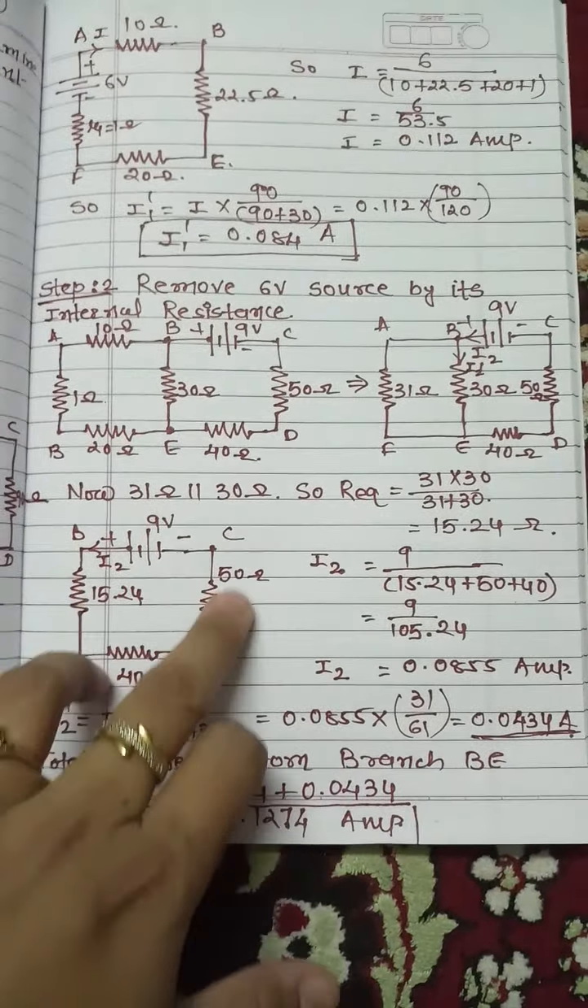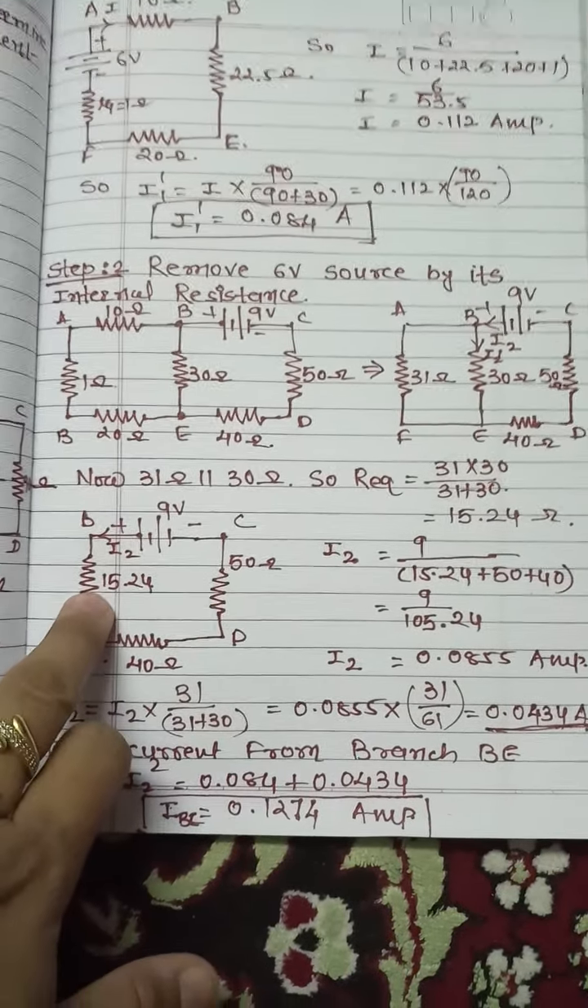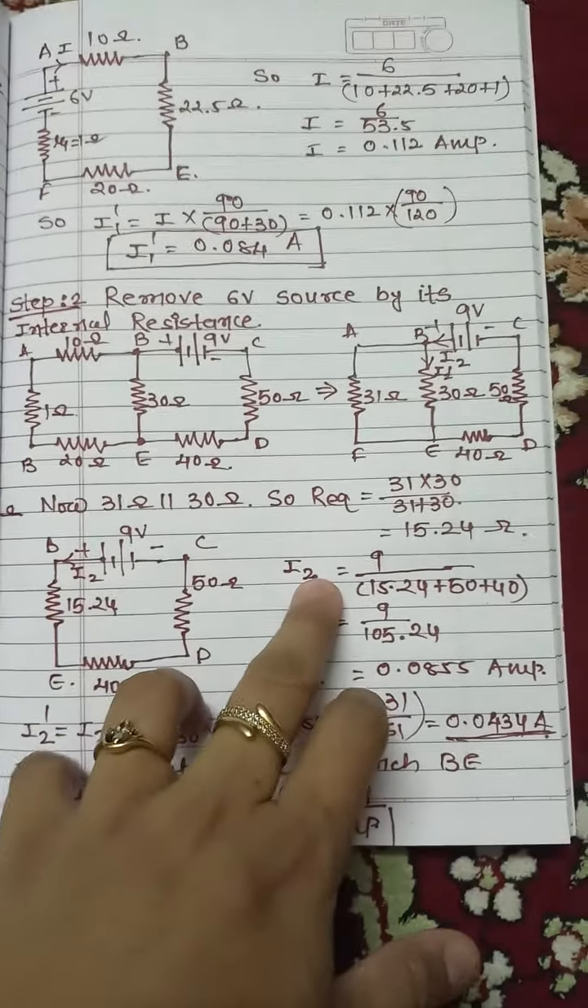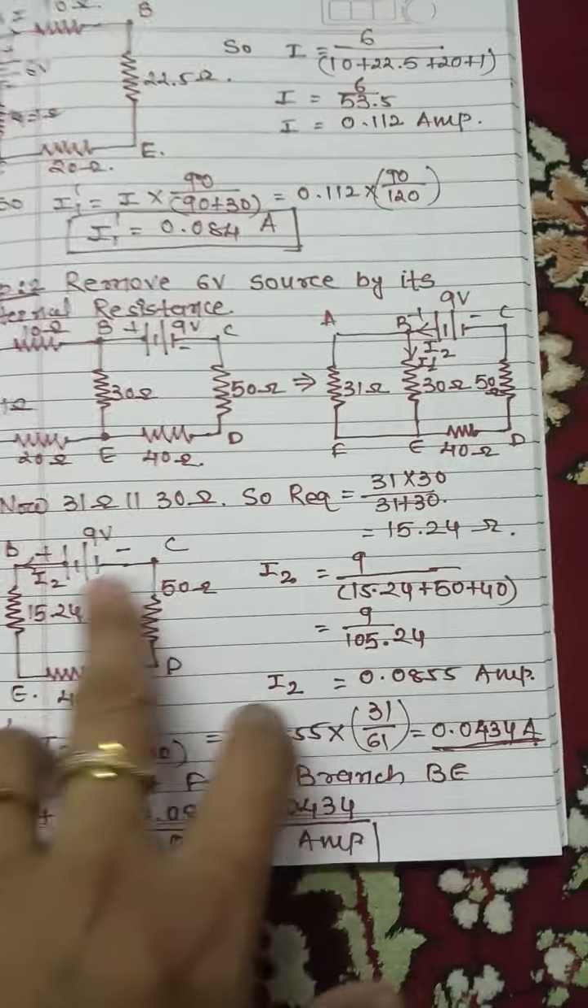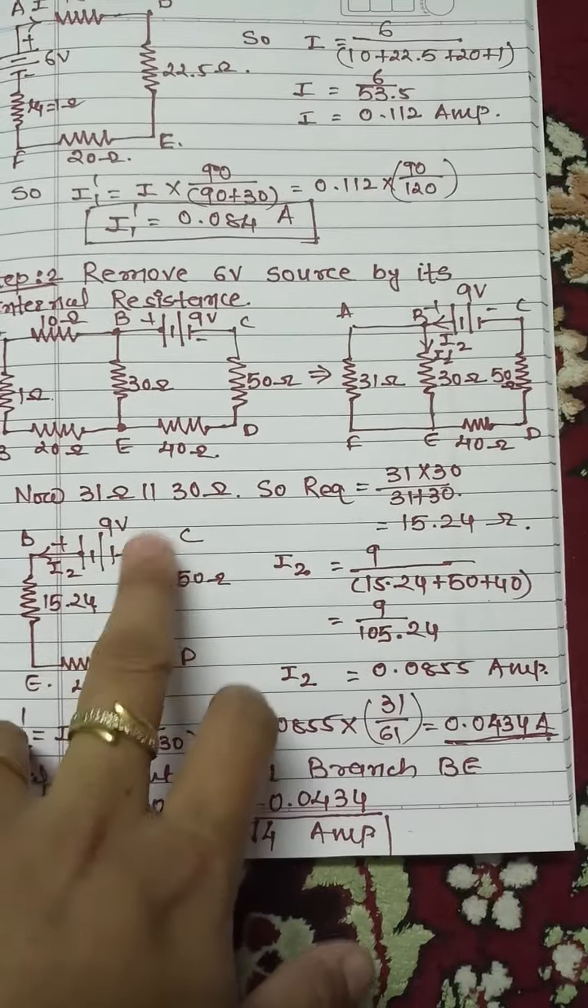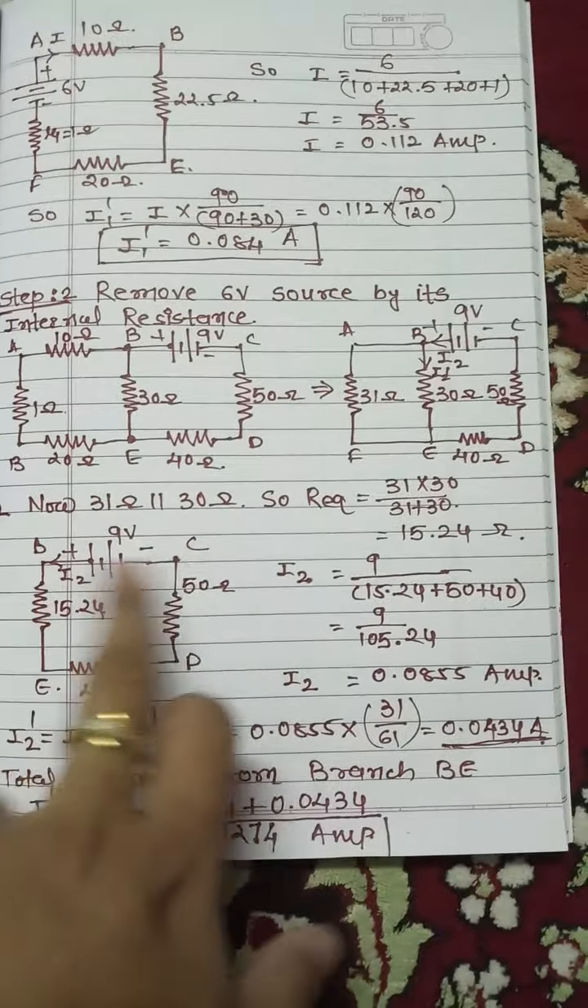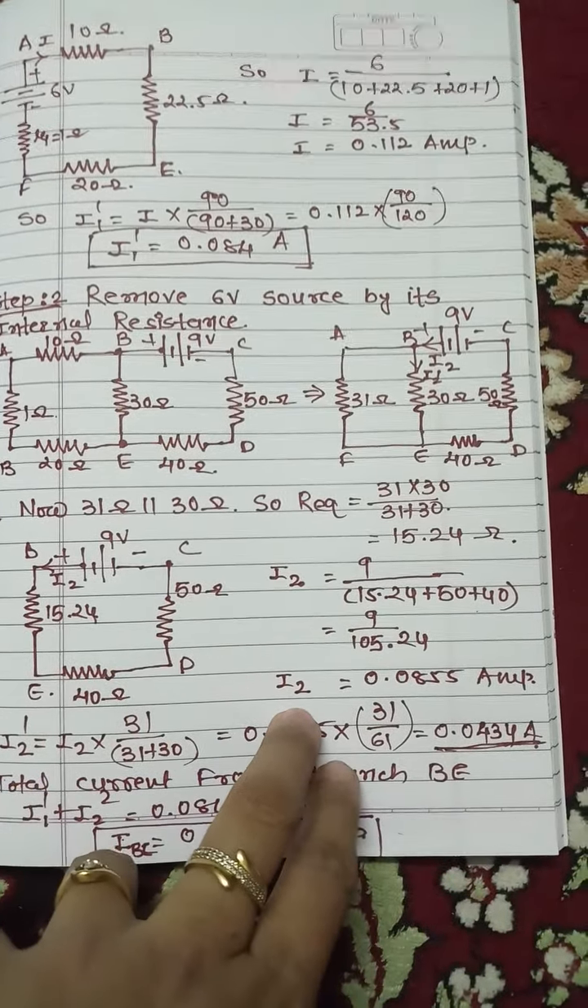Now these three resistances are connected in series. So you will find the current supplied by the 9 volt source. Let's call it I2, the current supplied by the 9 volt source. So I2 is 9 divided by all three resistors, and you will get the value of the current I2.